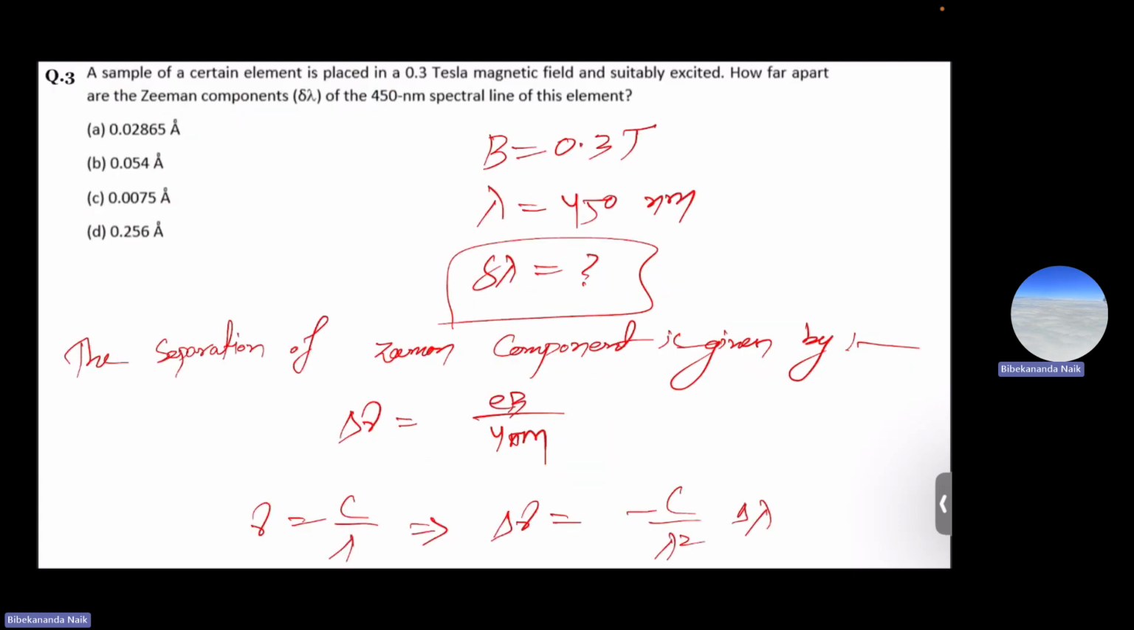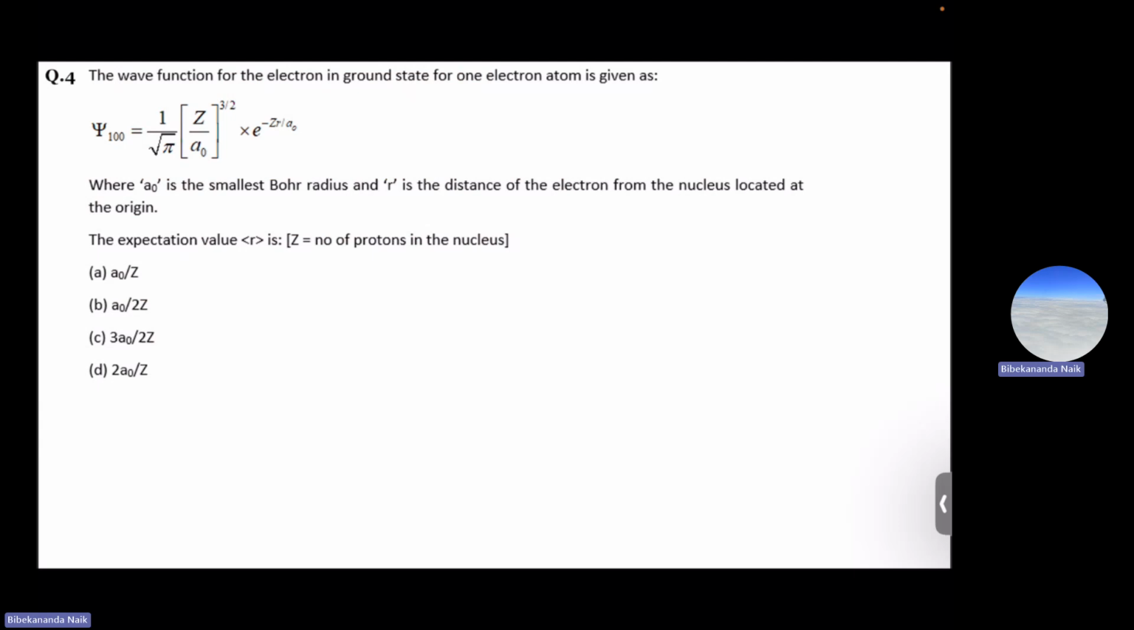So the correct answer is option A, 0.02865 angstrom. I hope this is clear to everyone. Now we move to question number 4.